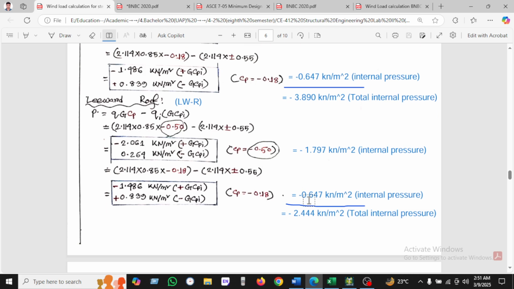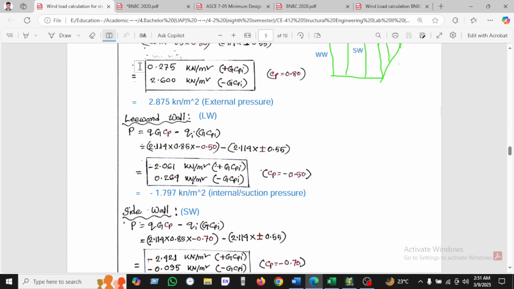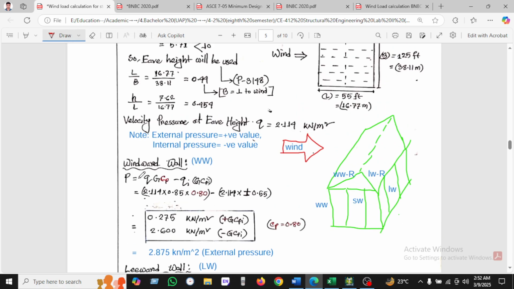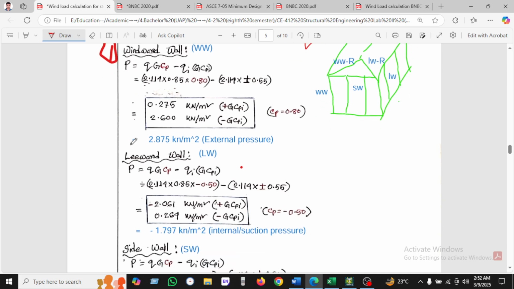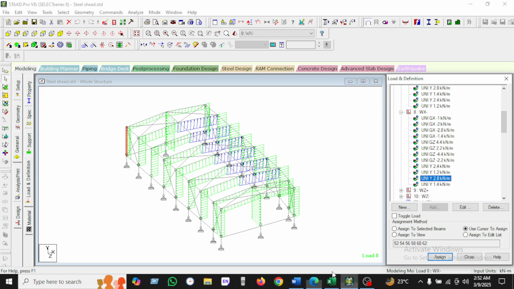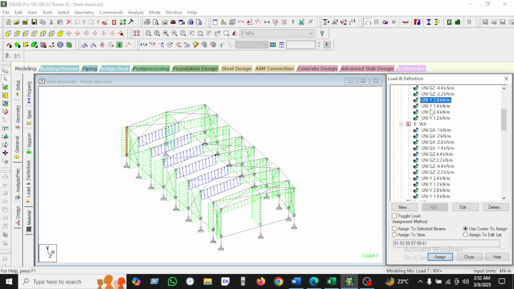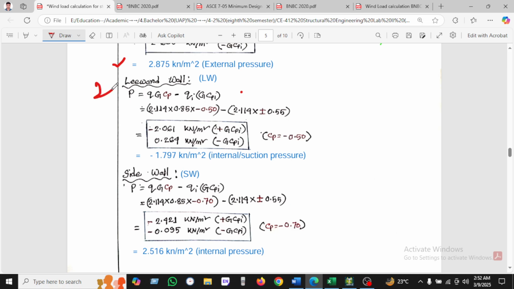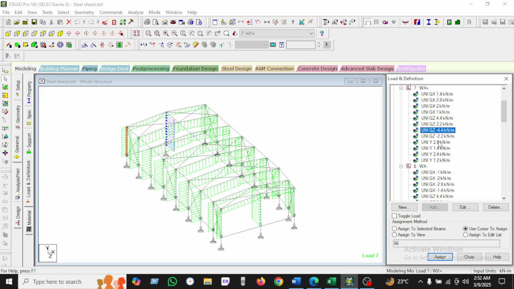So we have seen that four values have been found, and if I summarize for you, the first value is the windward. This is the windward. This is the first value that has been found. The second one is leeward, the opposite side of the wall. If you see here, this is the leeward.